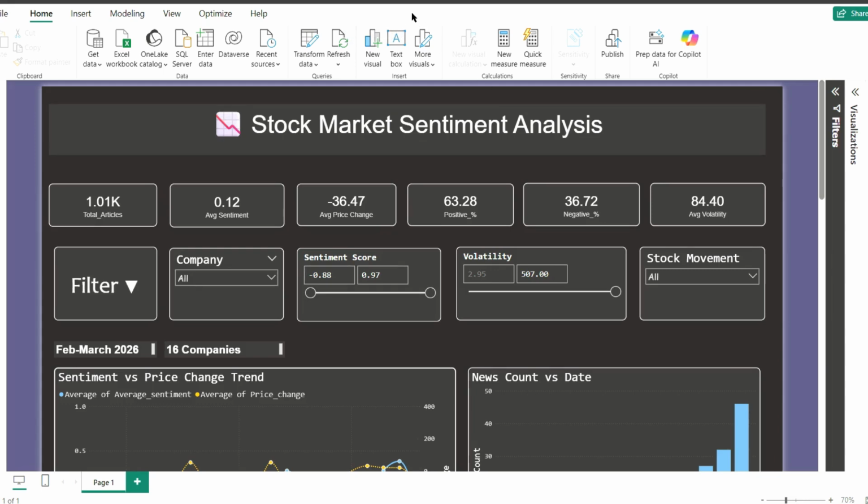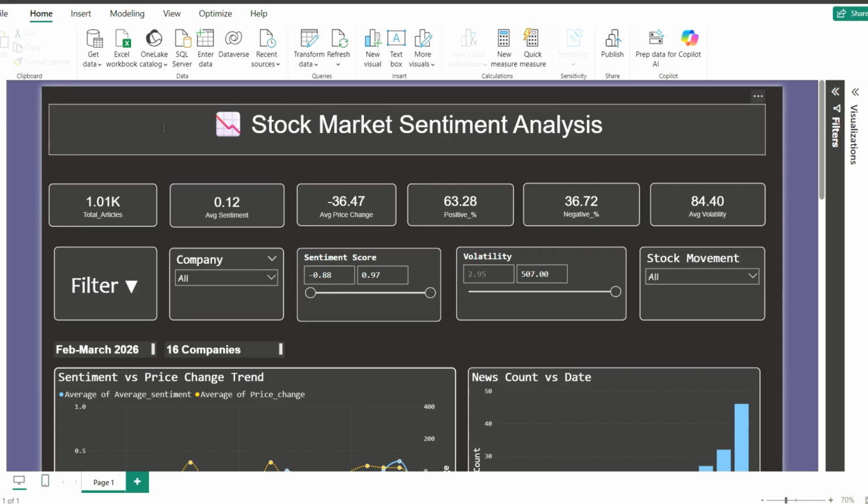Hello everyone. In this project, we are analyzing how news sentiment affects stock market movement. The main objective is to understand whether positive or negative news has any impact on stock price changes and to identify patterns using visualization. So first, let's talk about the dataset.